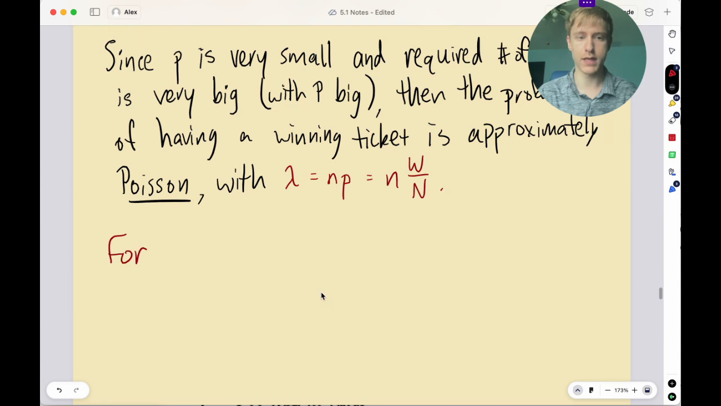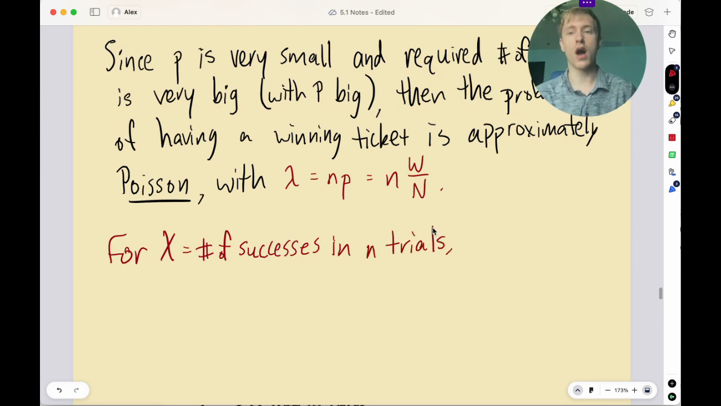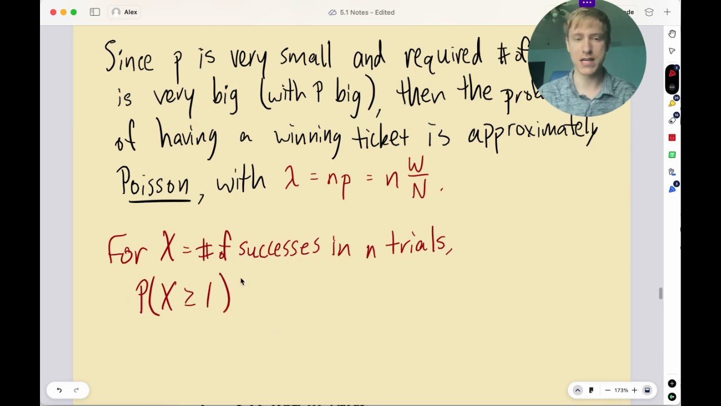Okay, so now we can just do the math. Now here's the actual math portion. This was all set up. So if the random variable x represents the number of successes in n Bernoulli trials, what do we want? We want at least one winning ticket, and we need that to occur with probability capital P. So we need the probability of x being greater than or equal to 1 success to equal capital P.